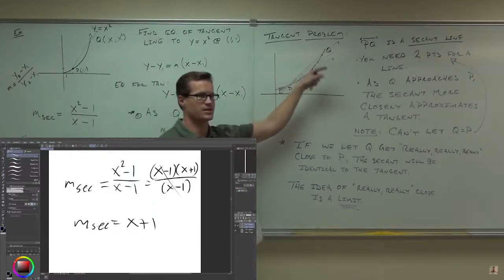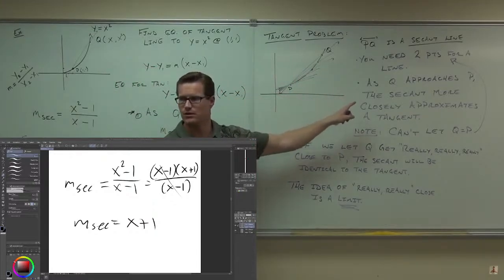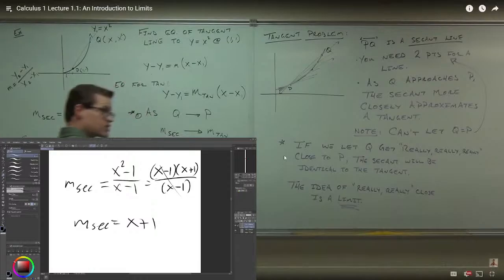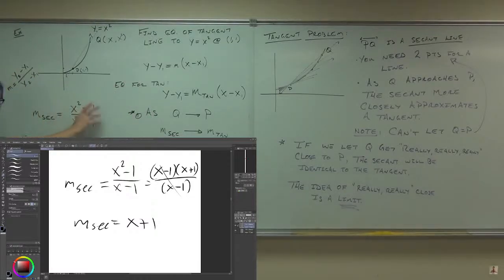Were there any questions on this? Because I got to erase it. Is this making sense to you? Do you see where the slope formula came from? Do you see how we can factor and simplify it? And now we get down to here. We don't have any problems. We're not eliminating domain issues because we're actually not letting x equal 1. It's just getting really close to it.